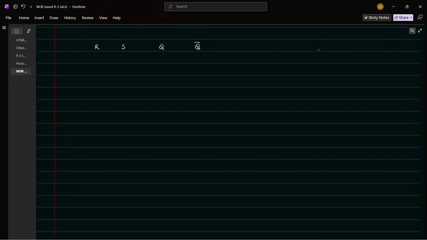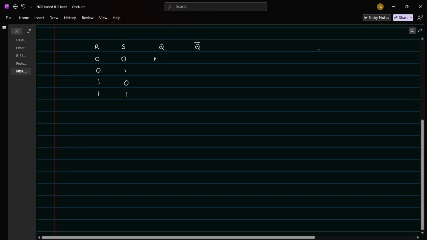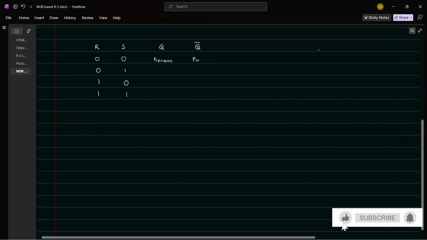So we know R is equal to 0 0 1 1, and S is equal to 0 1 0 1, and we know Q should be the previous state. Q should have no change. Q should be in the previous state, which means Q bar is also in the previous state.